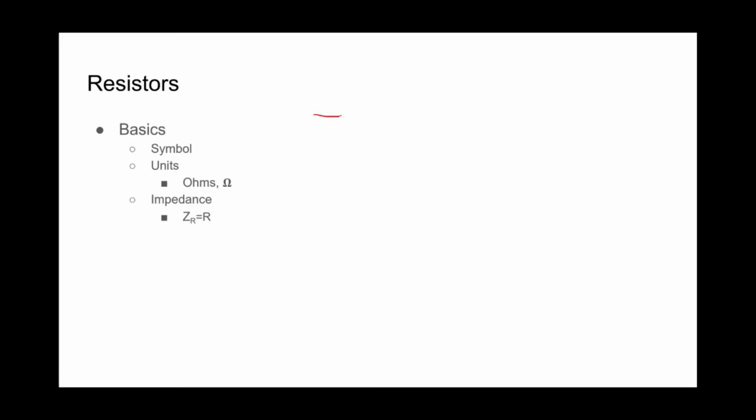So a symbol for a resistor in the US is just your typical squiggly line. And the European symbol is an empty box, usually about the same size. The value of the resistor would be listed usually directly next to it or inside it. The units for it are stated right here. They're ohms. And the impedance is itself.